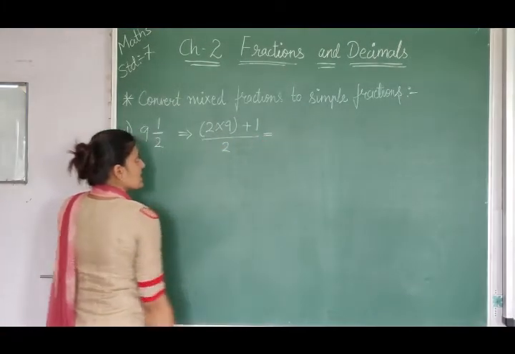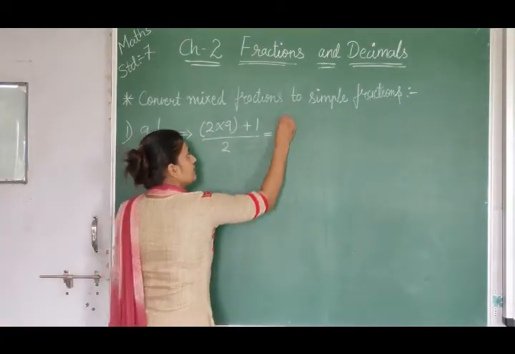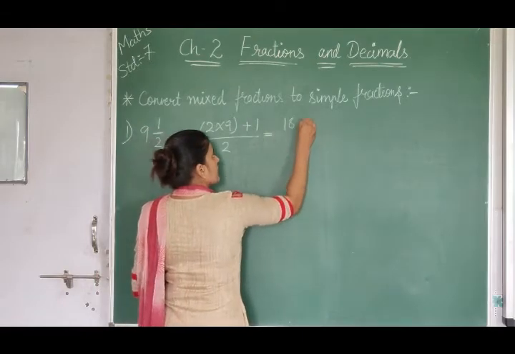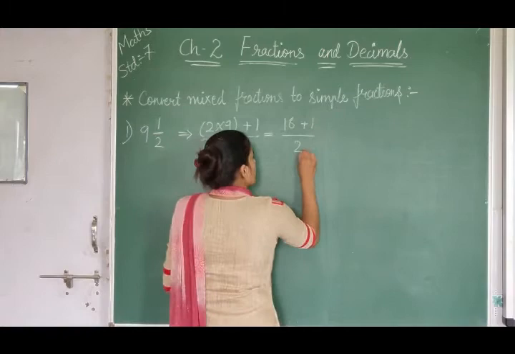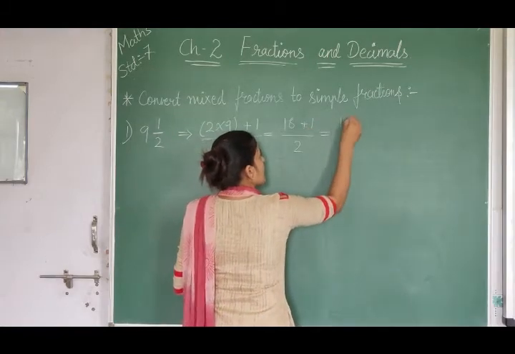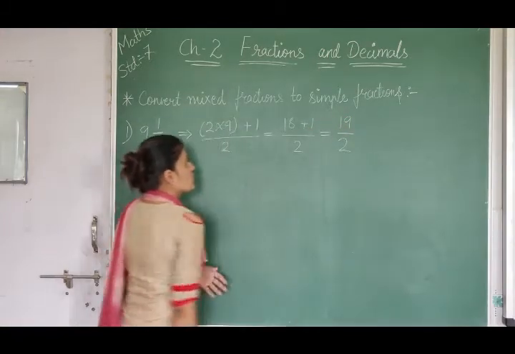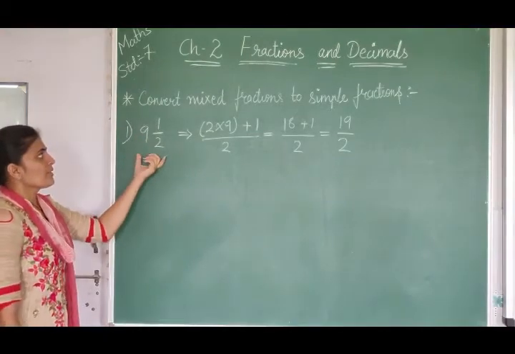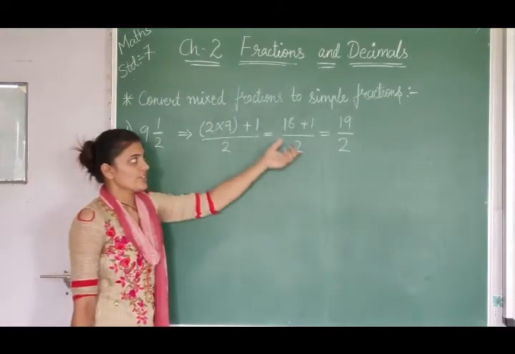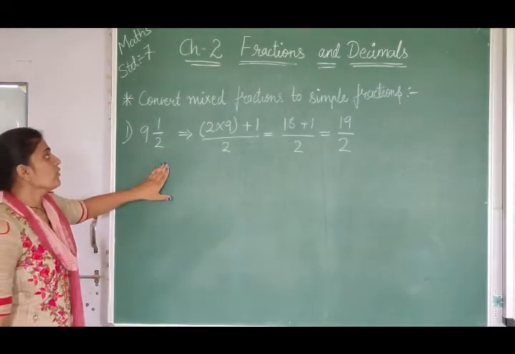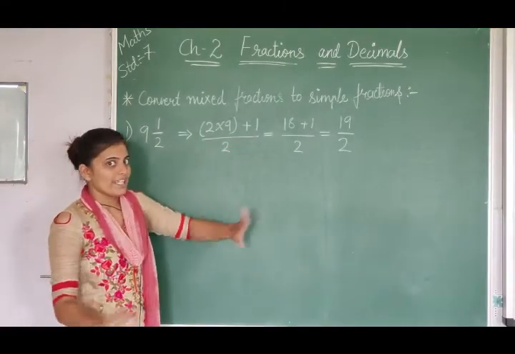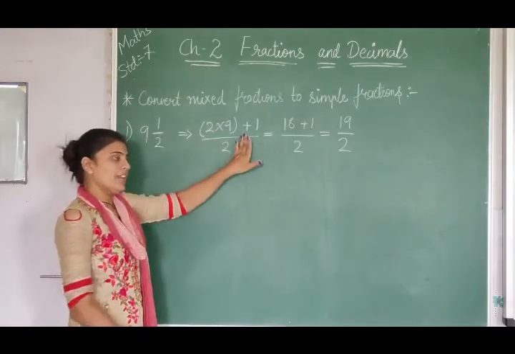What will be the answer? 2 9s are 18, plus 1, divided by 2. So what will be the answer? 18 plus 1 will be 19 by 2. So 9 1 upon 2 is a mixed fraction and its simple fraction is 19 by 2. Here remember that we never have to subtract, we always only add.